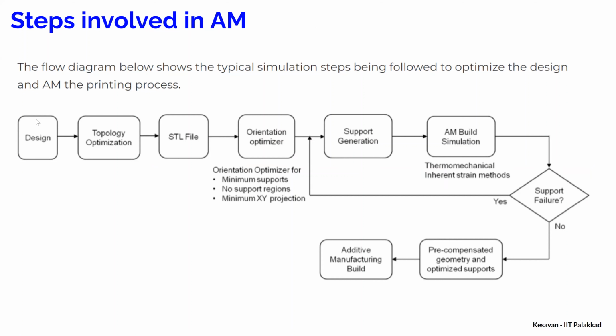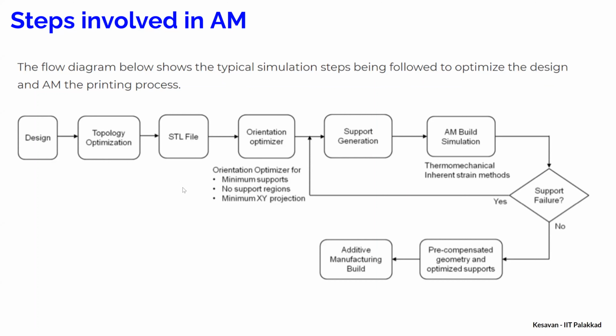So you have to start with the design. You design your component. Then there are so many processes it has to undergo before you actually make it. So it starts with optimization. There are several optimizations: topology optimization, size optimization, shape optimization, all those things. Then once the product is optimized, you need to convert it into an STL file.